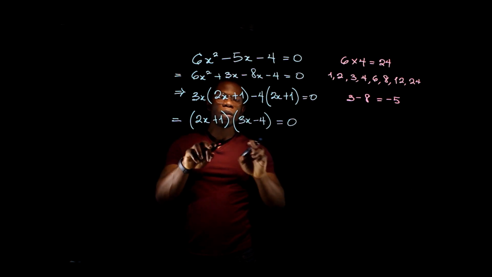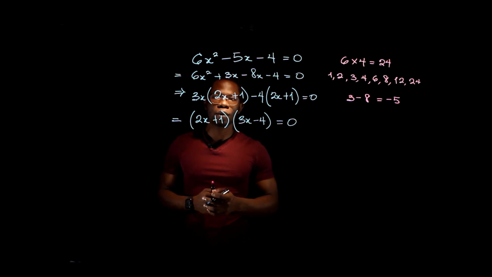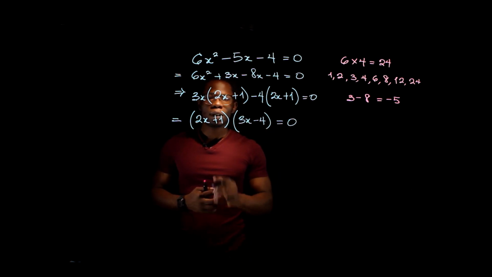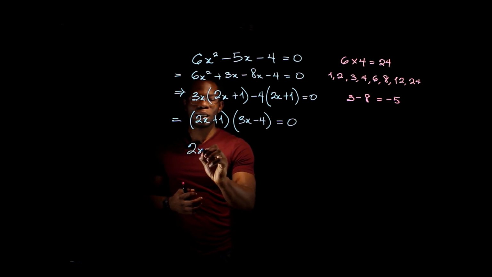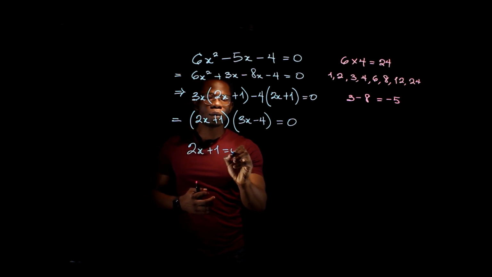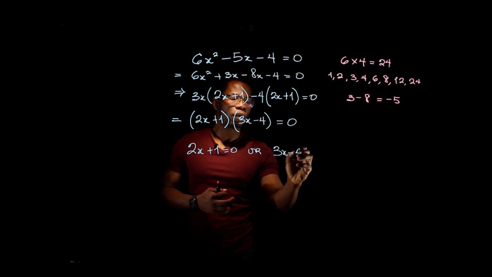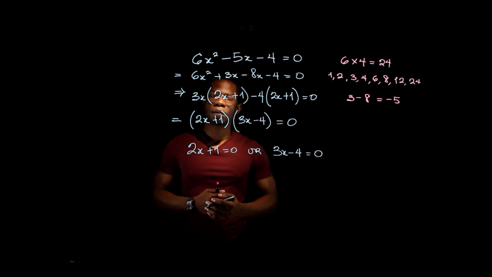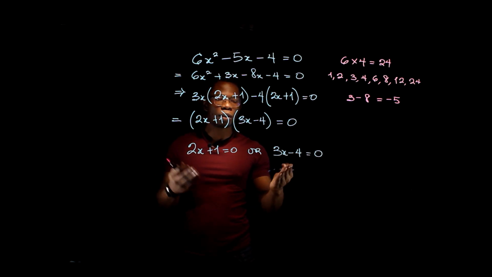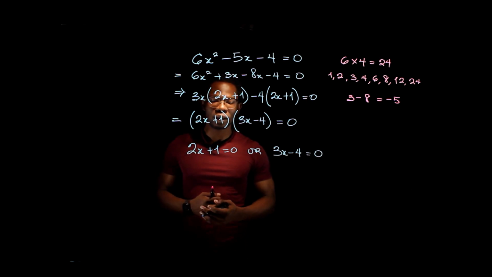Now at this point, we know that one of these two has to be equal to 0. And so we can write that as 2x plus 1 is equal to 0, or 3x minus 4 is equal to 0. Now all we have to do now is solve for x, and we have our answers.